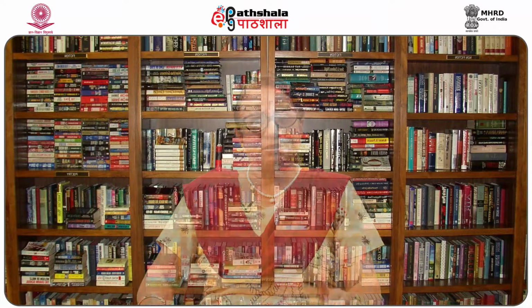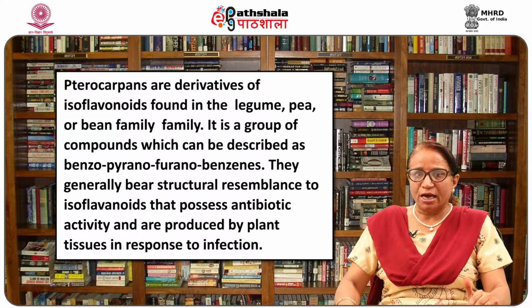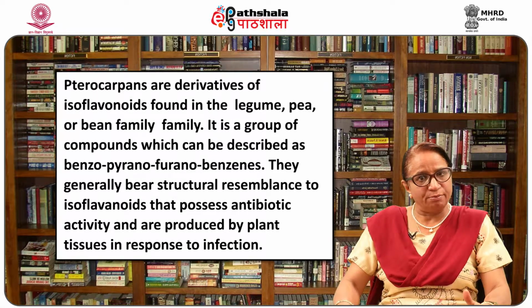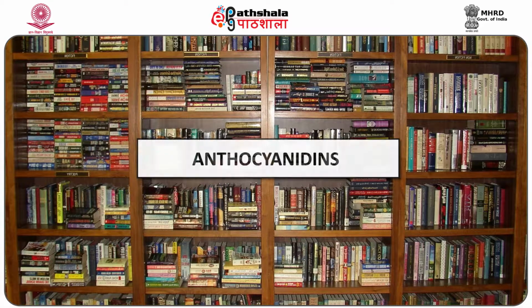Let me discuss pterocarpans. Pterocarpans are derivatives of isoflavonoids found in the legume, seed, or bean family. It is a group of compounds which can be described as benzo-pyrano-furano-benzene. They generally bear structural resemblance to the isoflavonoids that possess antibiotic activity and are produced by plant tissues in response to infection. Now we come to anthocyanidins.